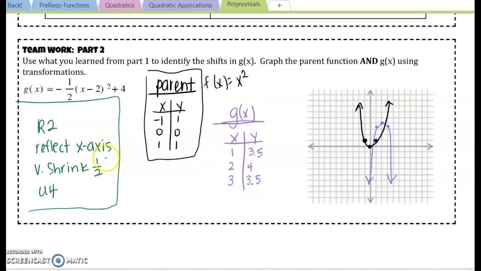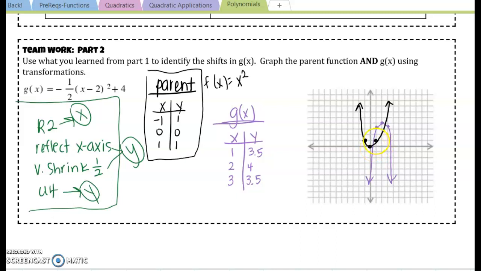Then I have reflecting in the x-axis and the vertical shrink. So again, this affected my x. These two affect my y value, as well as this one affects my y value. So I could multiply my parent function's y values by my -1/2. Okay, so 1 times -1/2 is -1/2, and then add my 4, which is how I would get to 3.5, and then graph it here.